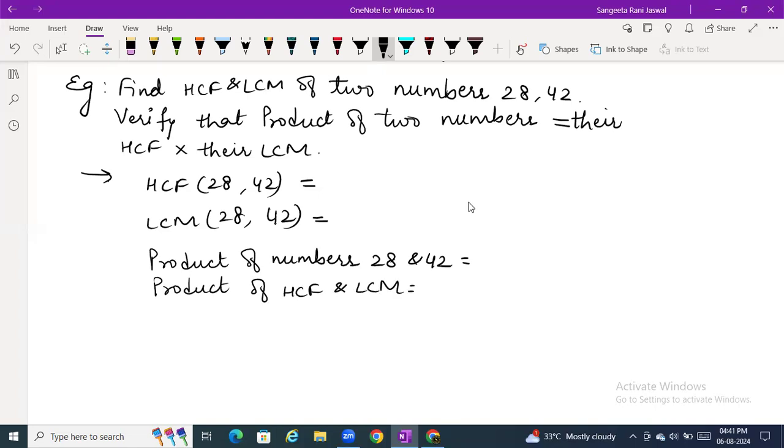Yes, what is the HCF? Neha, tell me the HCF. Ma'am, the HCF is 14. Yes, 14. Okay. And what is the LCM? Ma'am, 84. LCM is 84. Okay. So now, Adya, please tell me the product of these two numbers, 28 and 42.